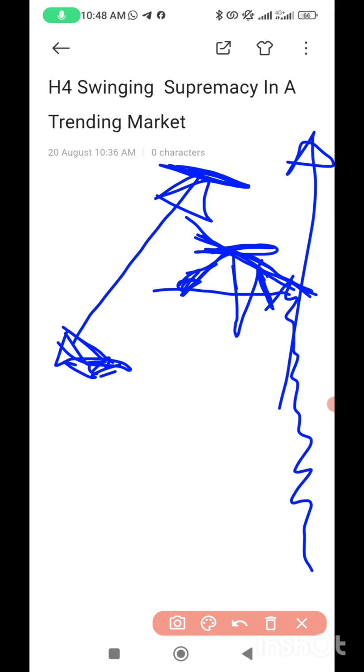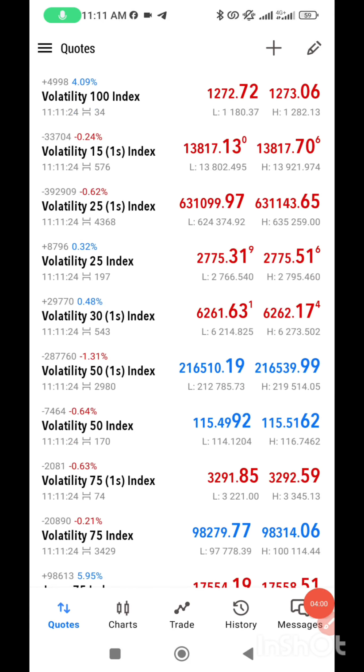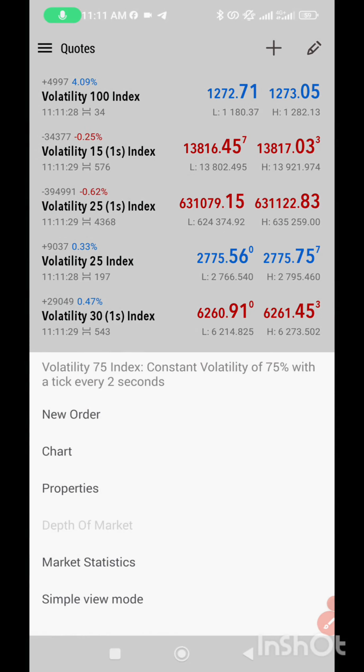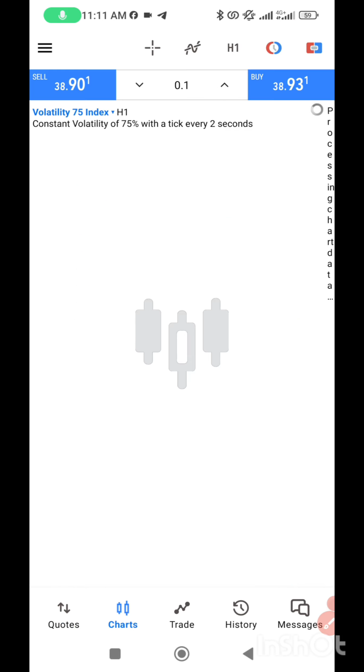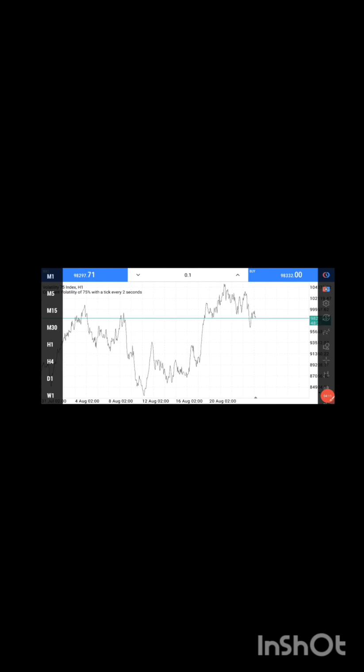So I'm going to go to the chart and make it more practical. Right now I'm going to open Volatility 75 Index and work on this. So right here, you see this market, we really need to do the top-down analysis first. And right here, we start from the monthly time frame.